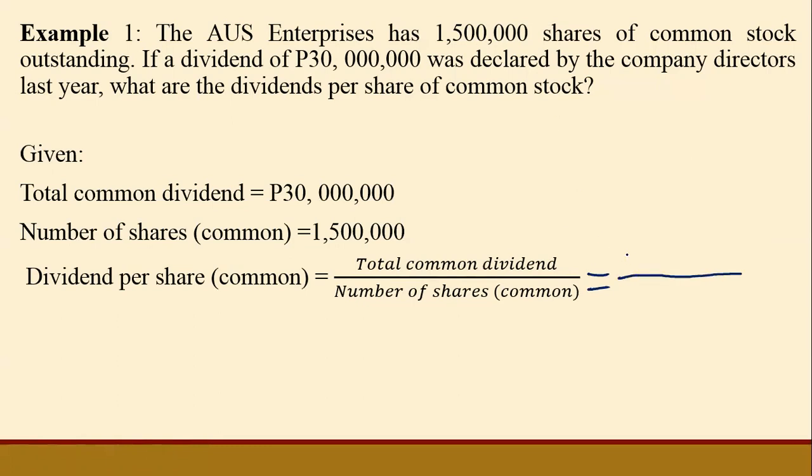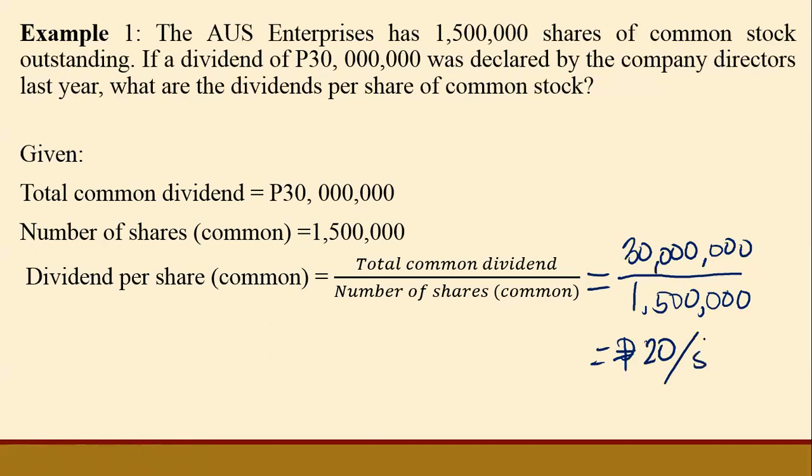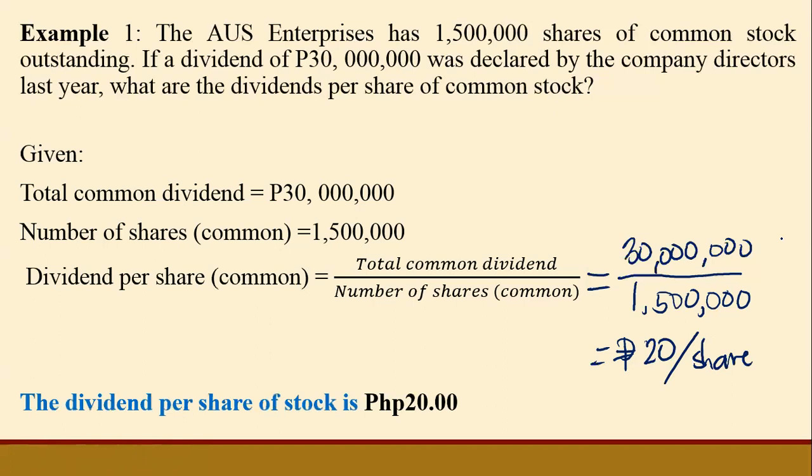All we have to do is to substitute the values. The total common dividend is 30 million, and then the number of shares is 1,500,000. And so this is equal to 20 pesos per share. So the dividend per share of stock is 20 pesos. So, ayun, that is the dividends per share of stock.